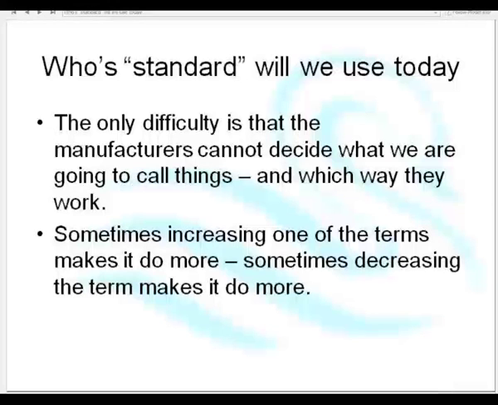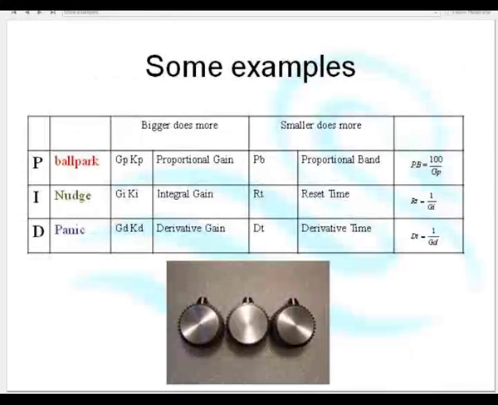Problems we have with so-called PID tuning is, whose standard are we exactly going to use? Manufacturers can't agree on anything. They can't agree what they're going to call things. Sometimes you have values that if you increase them, makes, for instance, a P term more effective. Sometimes decreasing the value makes it more effective. Here's some examples.